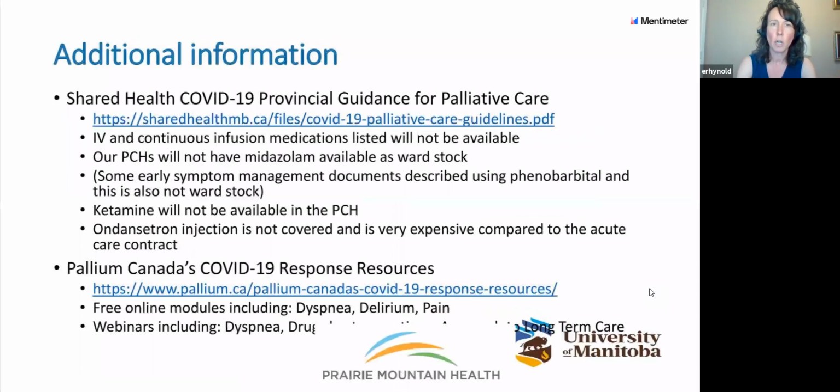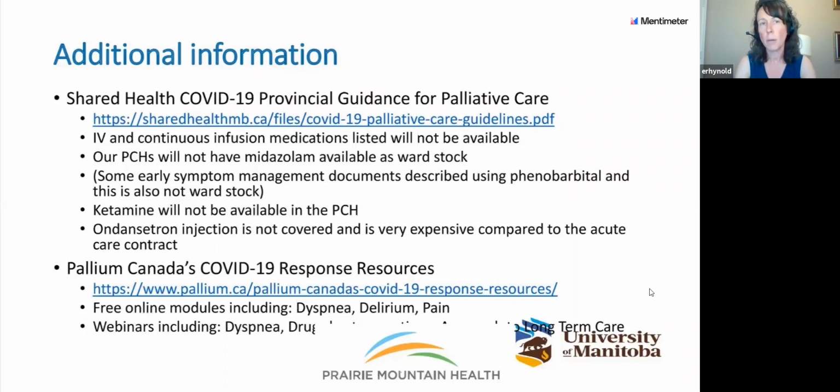Those are PMH documents. And then on shared health, as I said, they've summarized everything into this palliative care guideline. It has the one-page summary that I've shown, but it also has some other information in the text. And I'll just highlight some of the things that they talk about as palliative care guidance, but that wouldn't work in the PCH setting. So if we look at it, you say, I can't do this in the PCH.